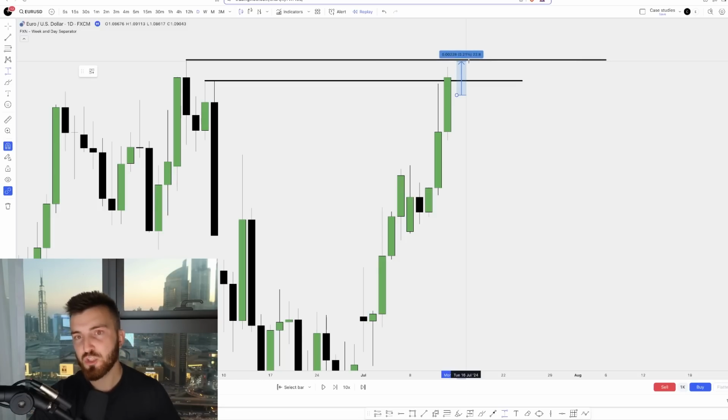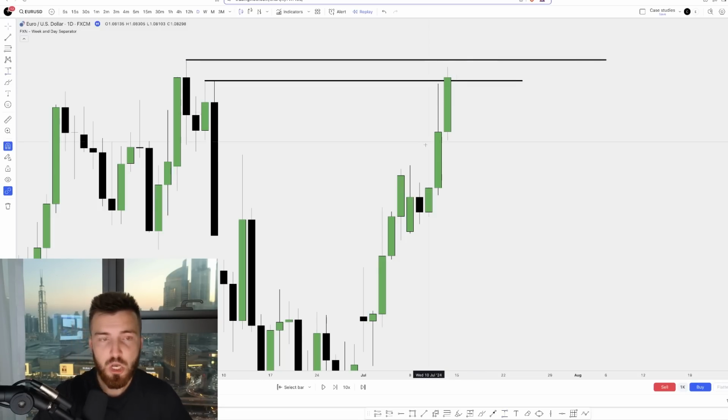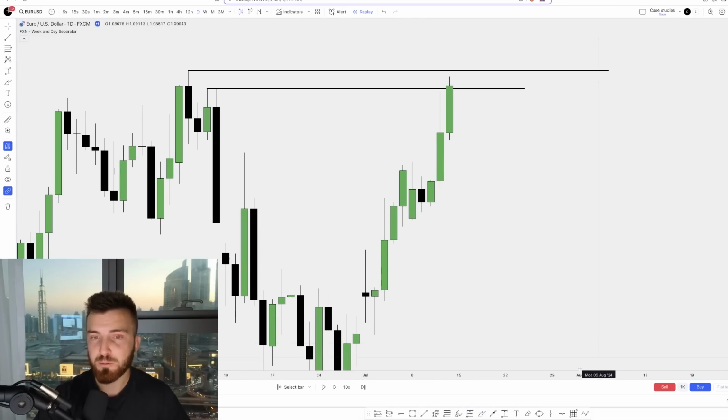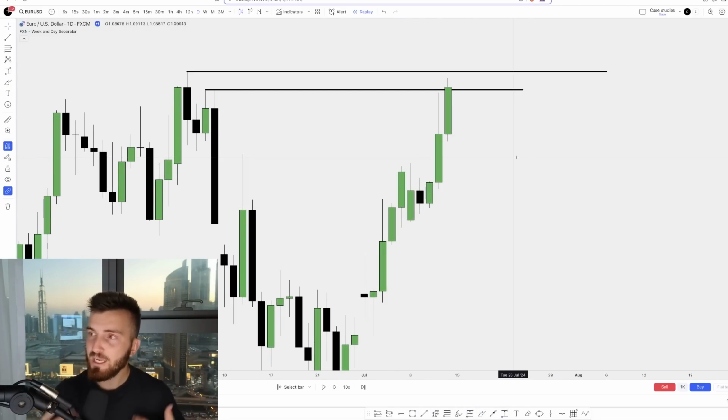With a 10 pip stop, you still have a 1 to 2 risk to reward. So with that being said, you still have the possibility of having profitable trades, even though we have already expanded. The problem with so many traders, why they mistake the daily bias, is because they don't understand that it can be as simple as follow the trend.